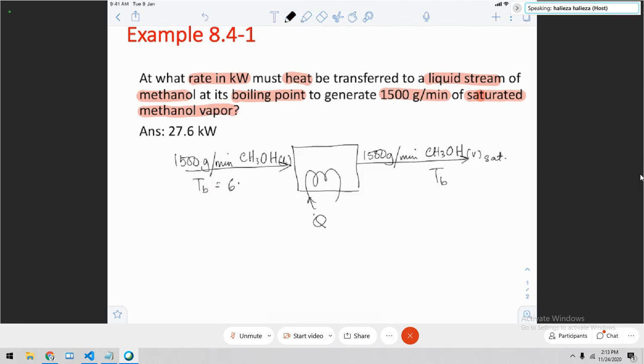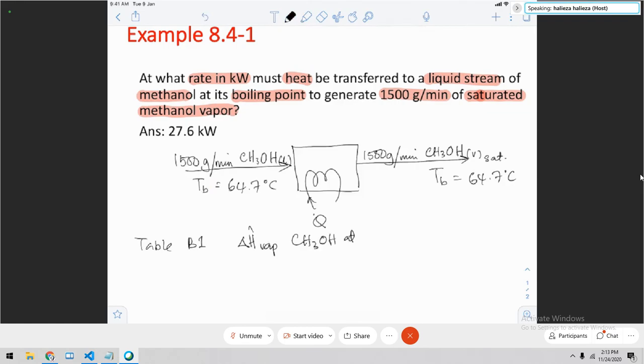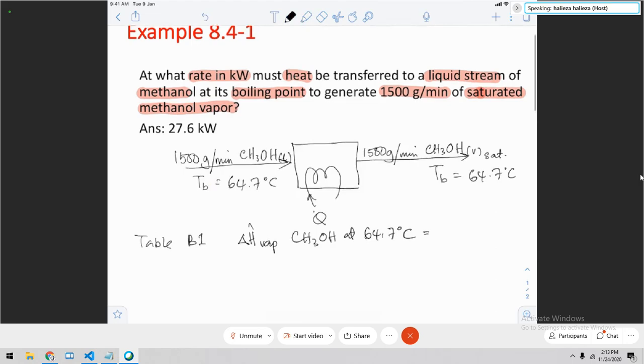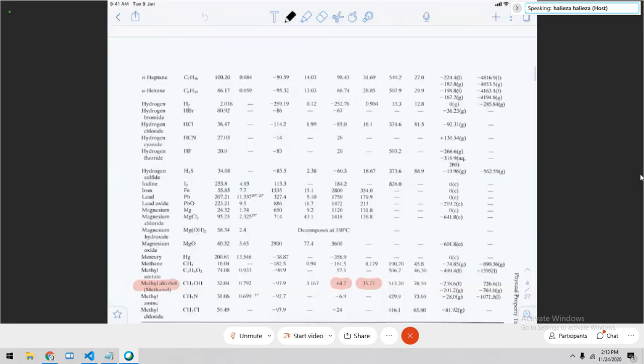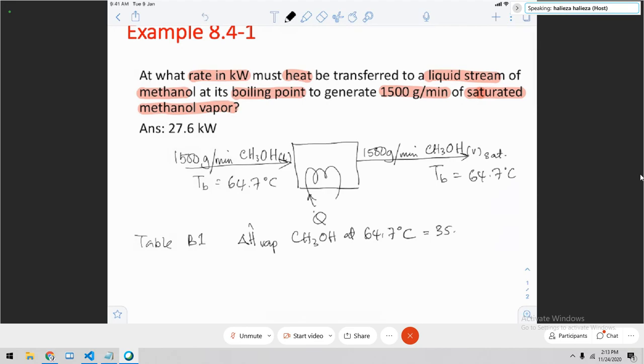64.7 degrees C. From the data from table 1, B1, we know that the latent heat of vaporization of methanol, CH3OH, at 64.7 degrees C, what value did we get just now? If I look it back, 35.27. Yeah, 35.27 kilojoules per mole. That is from the appendix.